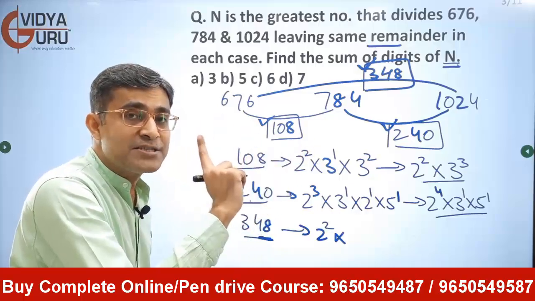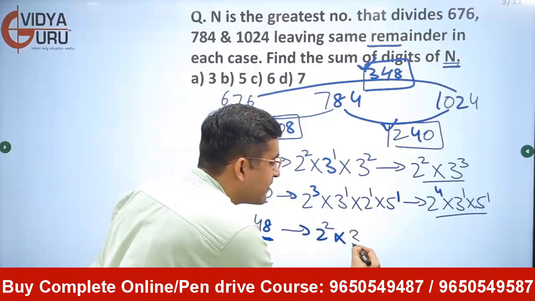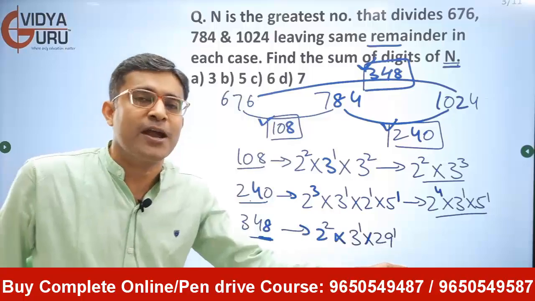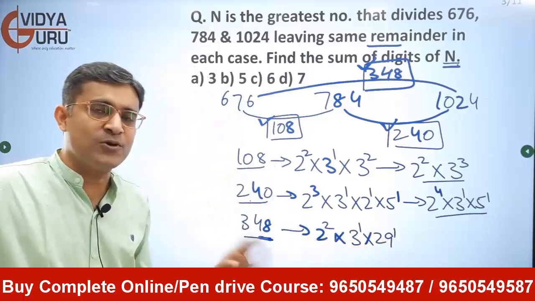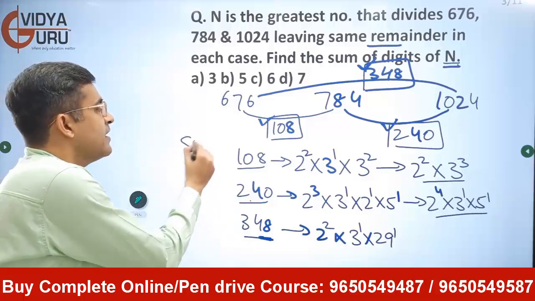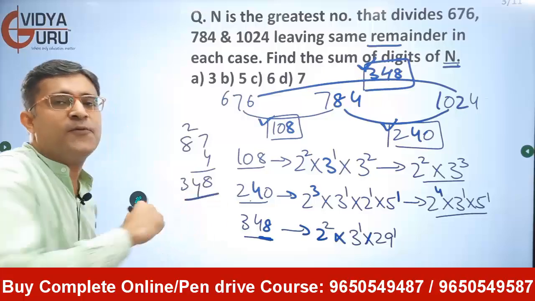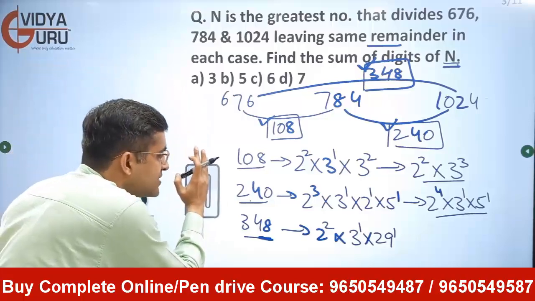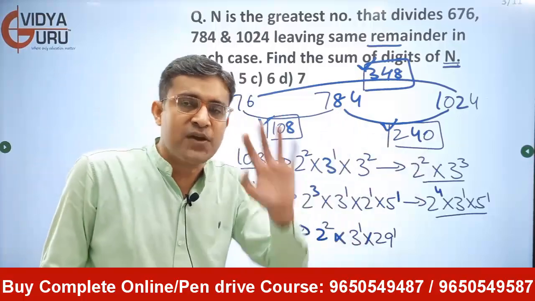Now 87 is interesting. 29 3s are 87. 3 raised to power 1 into 29 raised to power 1. Do not forget 29 is a prime number. You can check it. 87 4s are 348. Yes, I was right. Sure. Now we have arrived at the prime factors, students. Prime factorization has been done.